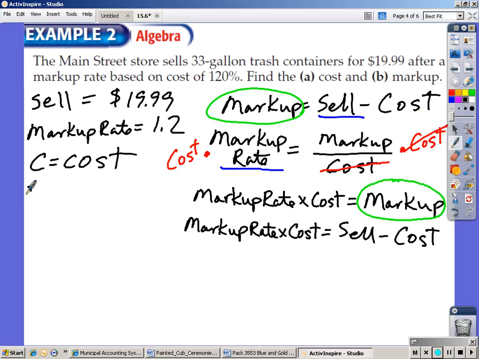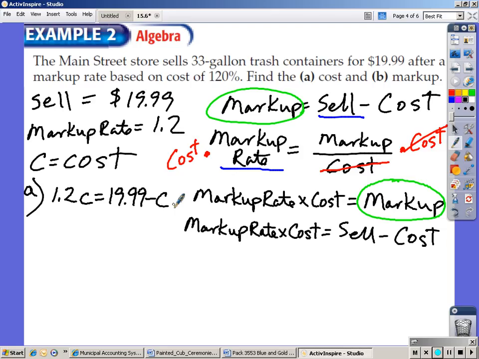Part A wants us to find the cost. We've identified my variable as C equals cost. Now, my markup rate, I know this. My markup rate is 1.2. I don't know cost, so I'm using the variable: 1.2C equals my selling price, $19.99, minus cost, minus C. So, there we go. Now I've got the formula set up with one variable.